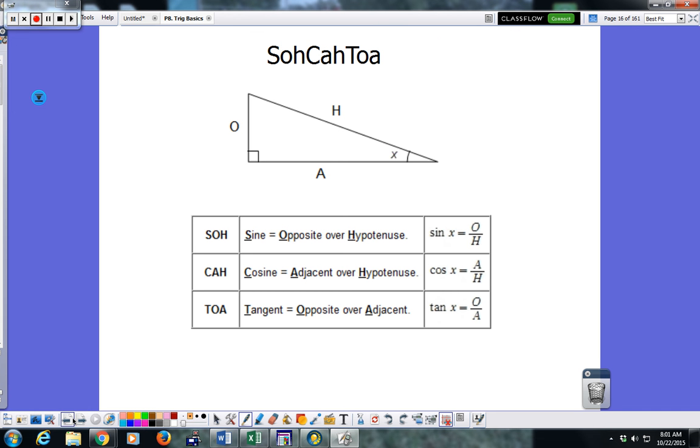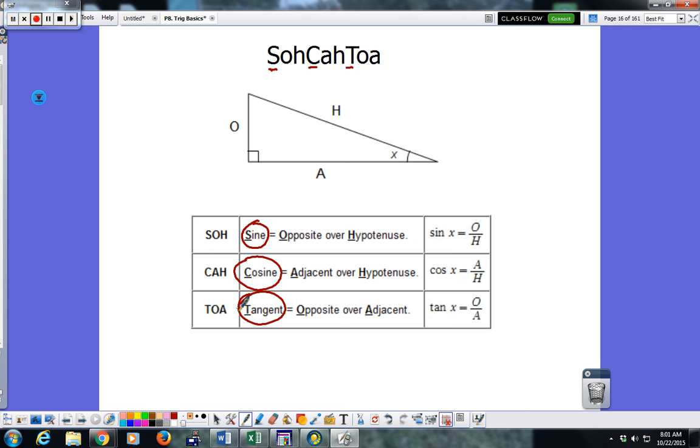Basic trigonometry, SOHCAHTOA. Make sure you know how to spell SOHCAHTOA. SOHCAHTOA is a mnemonic device that reminds us about our basic trig ratios. Our 3 most basic trig ratios are sine, cosine, and tangent. And these 3 things are ratios.